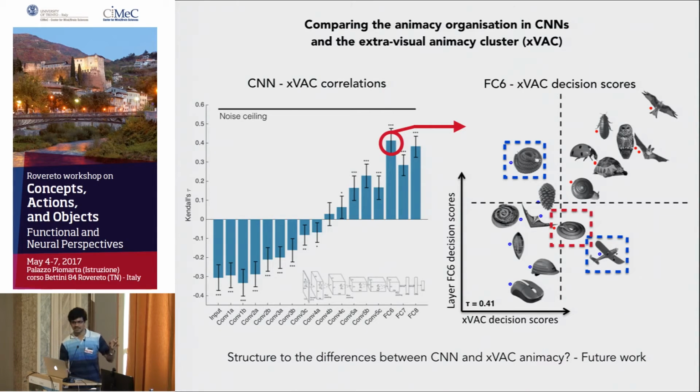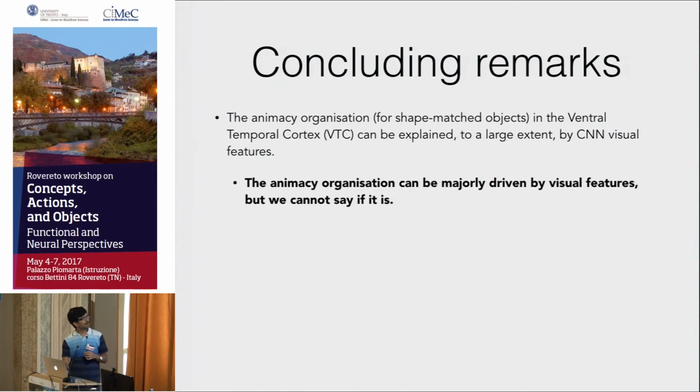The rope is misclassified as animate by the CNNs, while the plane is misclassified as animate by the extravisual animacy cluster. There might be structure to these differences which might hint at an extravisual animacy encoding, but that would require an explicit dissociation with CNN visual features in further work. So the conclusion we can make from this work is that the animacy organization for shape-matched objects in the ventral temporal cortex can be explained to a large extent by visual features. That does not imply that visual features are being used to encode this distinction, but who knows.